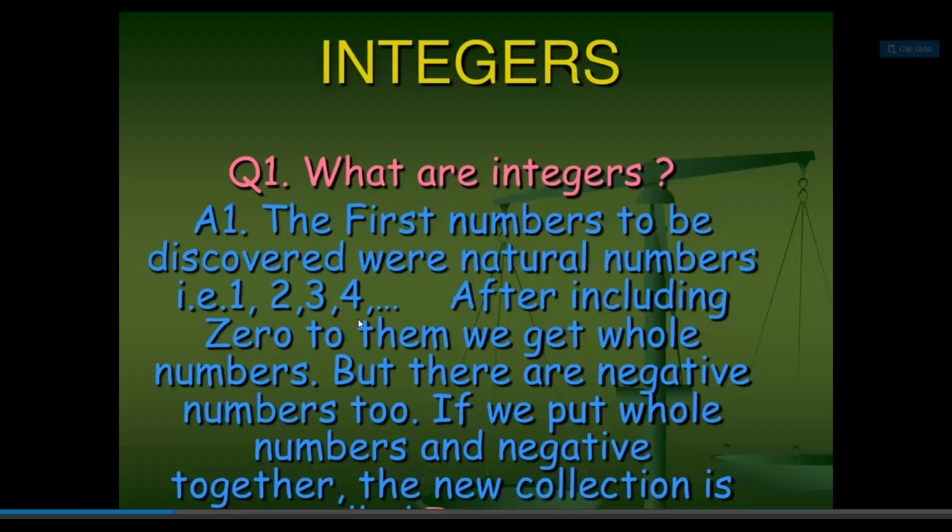But there are negative numbers of those 1, 2, 3, 4. We don't have a negative number of 0. That's why we say 0 is a non-negative number. But other numbers like 1, 2, 3, 4 each have a negative of itself, that is -1 of 1, -2 of 2, -3 of 3, and -4 of 4, and so on. There are negative numbers also. If we put whole numbers and negative numbers together, then that new collection is called the collection of integers.